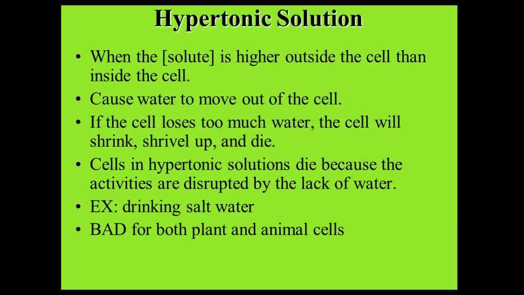Hypertonic solution. When the solute is higher outside of the cell than the inside of the cell, it causes water to move out of the cell. And if the cell loses too much water, the cell will shrink, shrivel up, and die. Cells in hypertonic solutions die because the activities are disrupted by the lack of water. So we need water to carry out our normal cellular activities, and if we don't have that, then cells die. Example, drinking salt water, bad for both plant and animal cells.